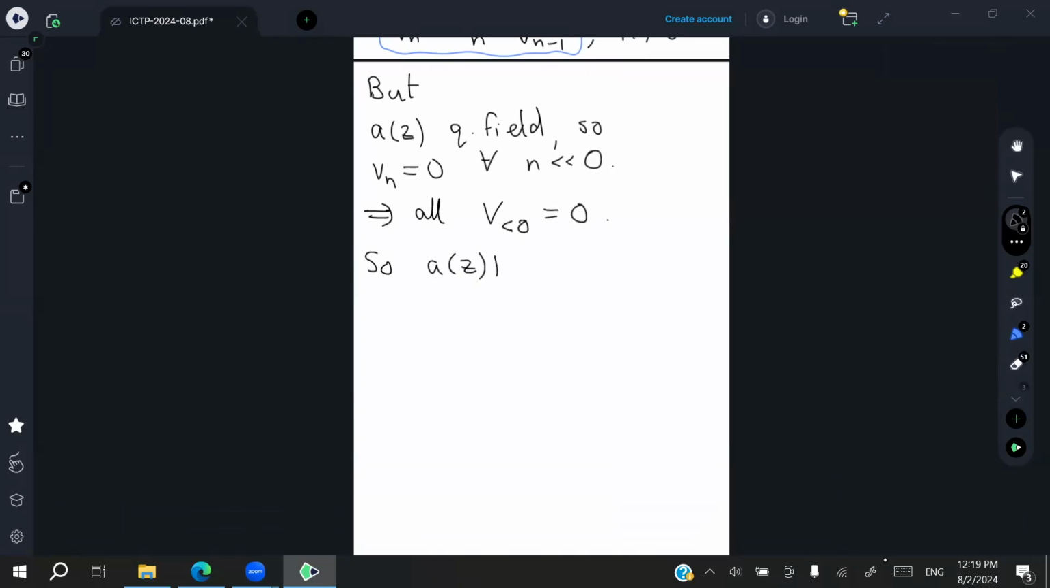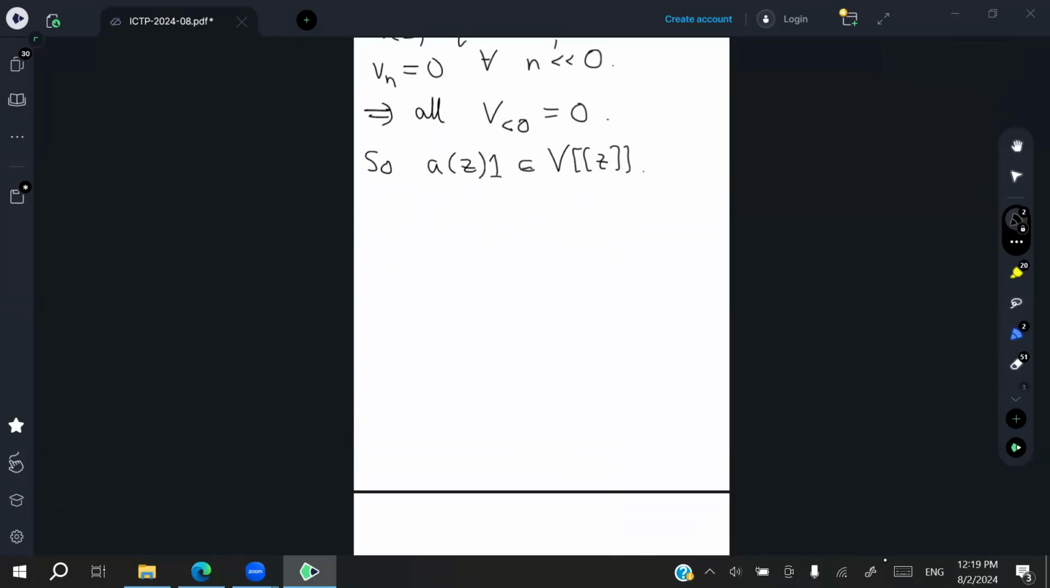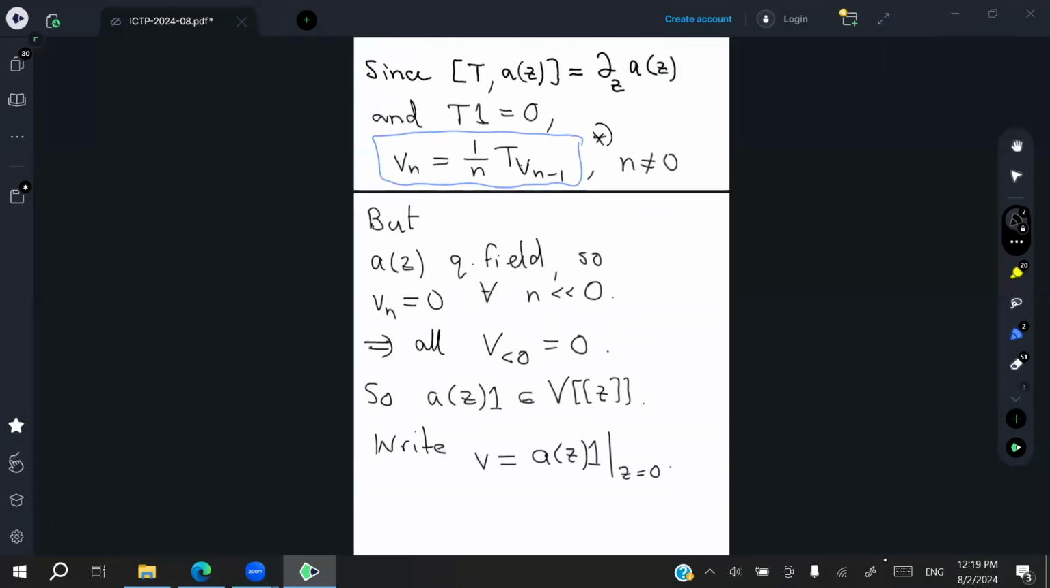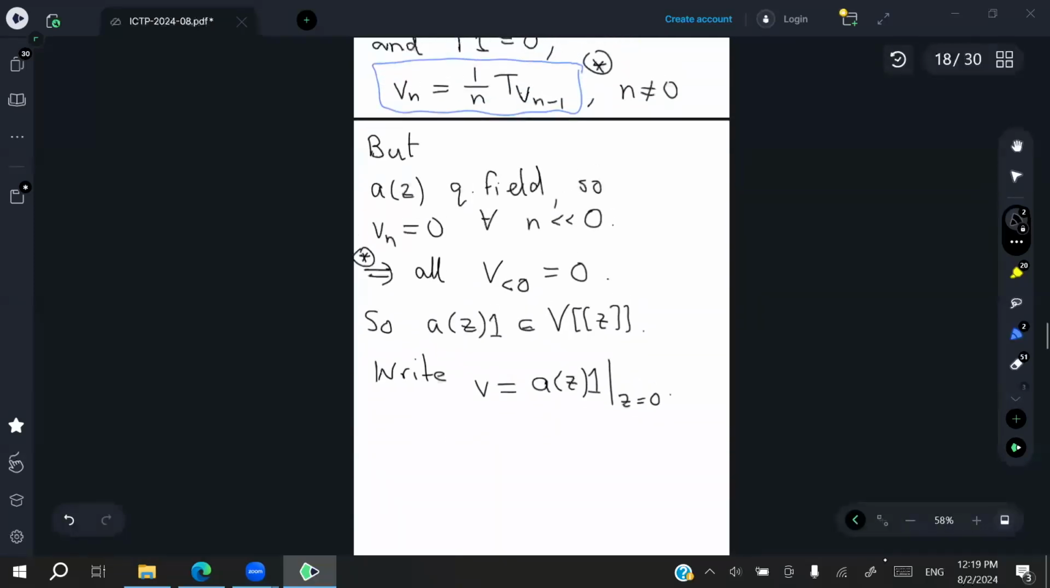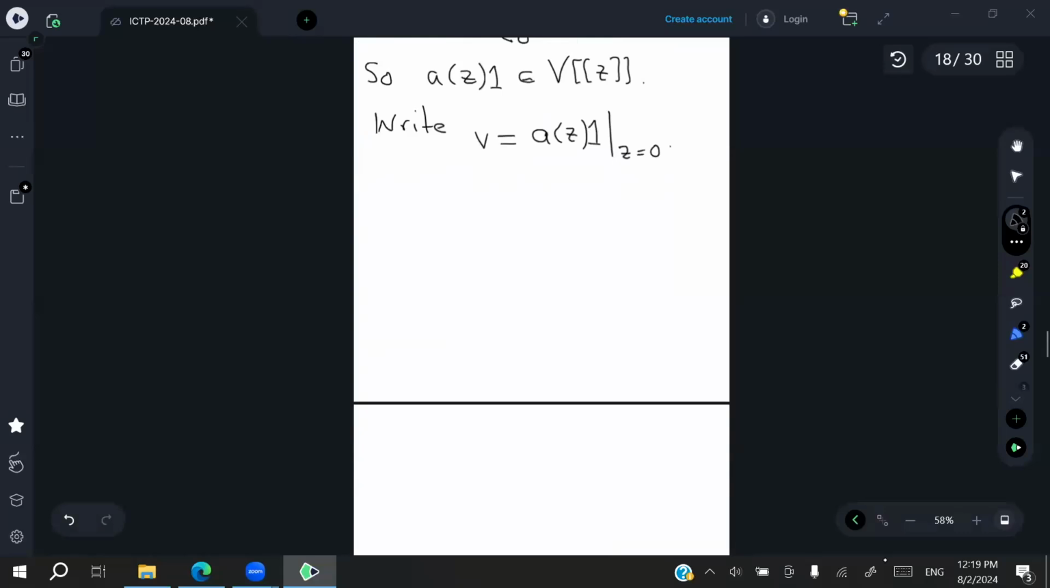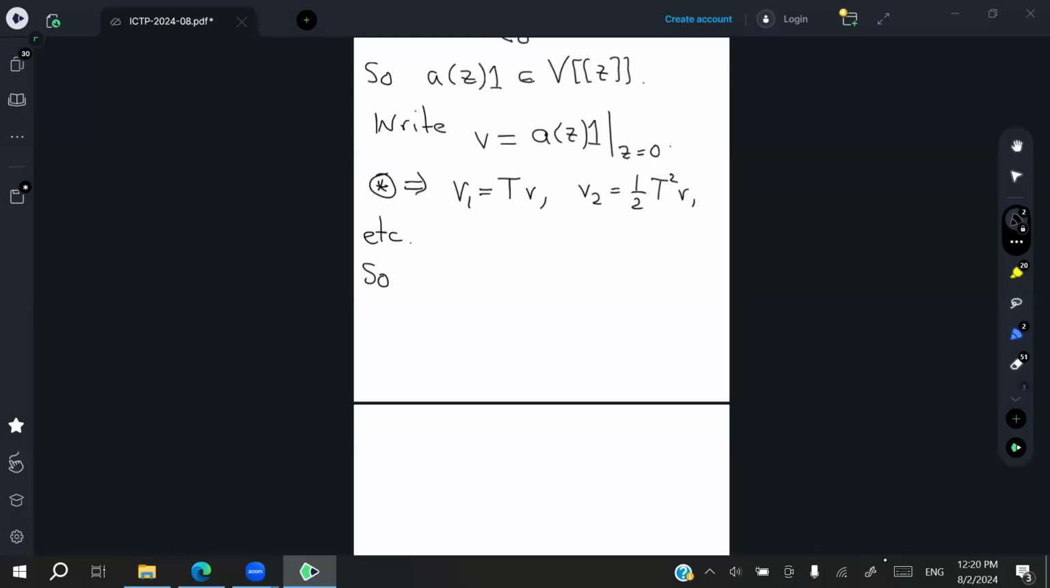So our A(Z) applied to the vacuum is actually a power series in Z. So write V for this, A(Z) applied to the vacuum, and then set Z equals 0. That's well defined. And now this relation, which I've now called star, again tells us what v_1, v_2, etc. are. So we actually get this result. Okay, so the S is well defined.